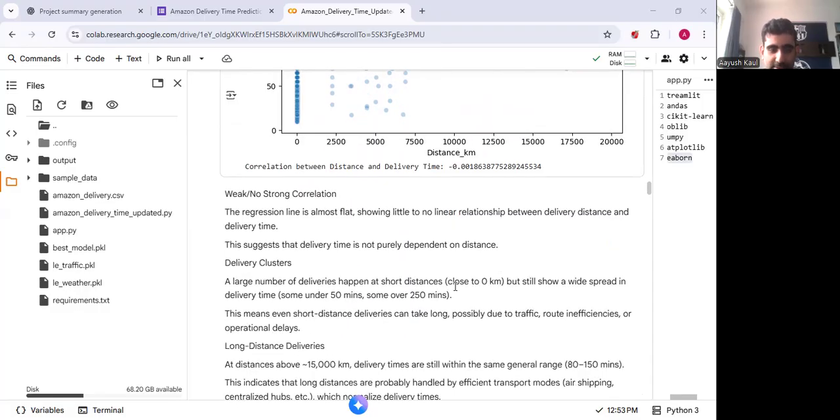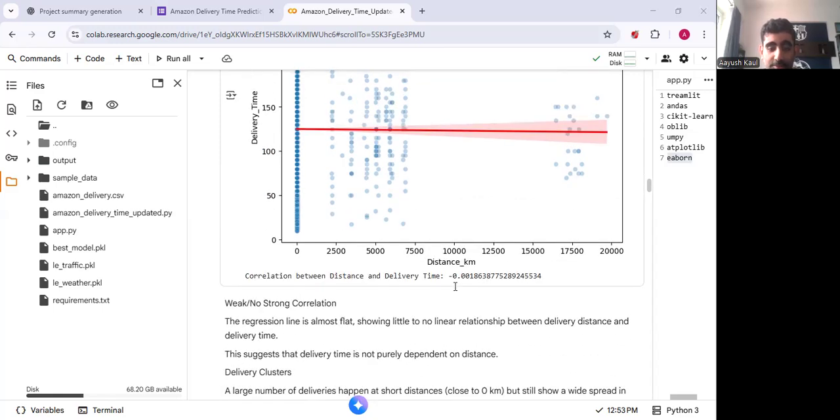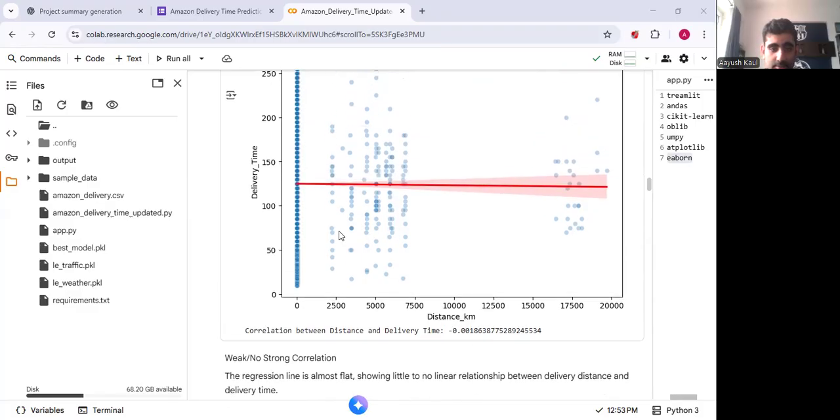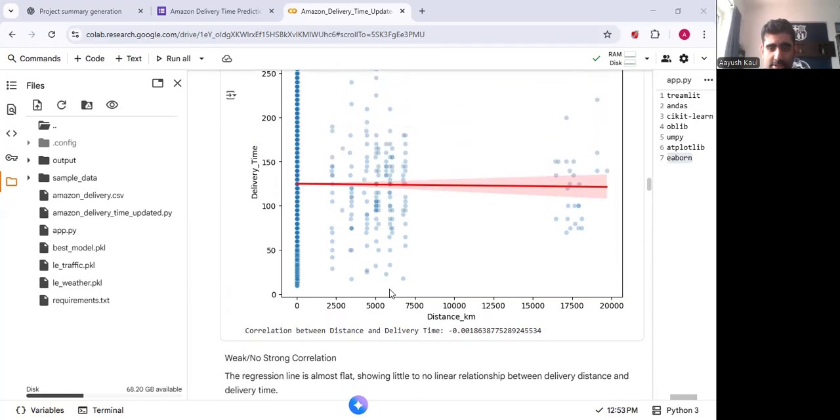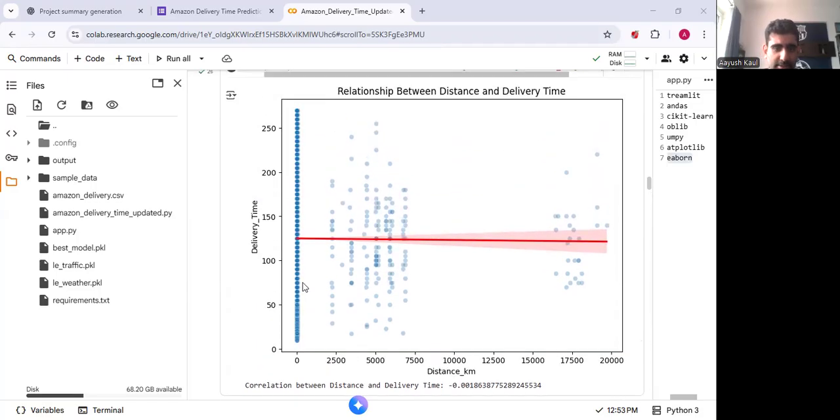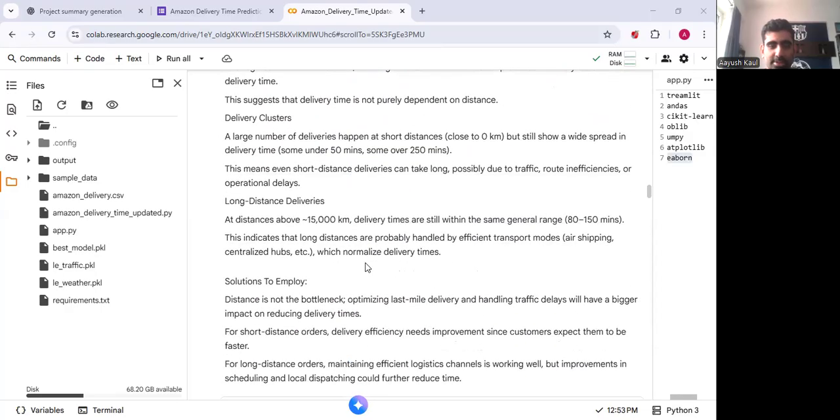There are delivery clusters, which means a large number of deliveries happen at short distances. Here we can see close to 0 km, but still show a wide spread in delivery time. Some under 50 minutes, some over 250 minutes, which is visible from here. Here there's a cluster in deliveries, but there's a lot of variation in time. Some 50, some 200. So that is visible from the graph.